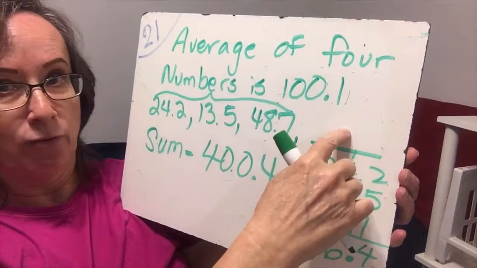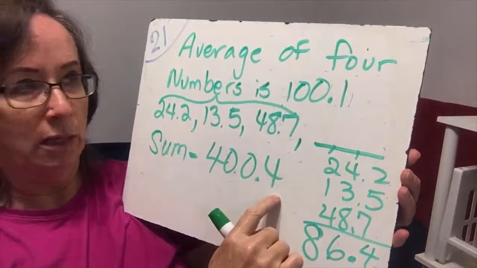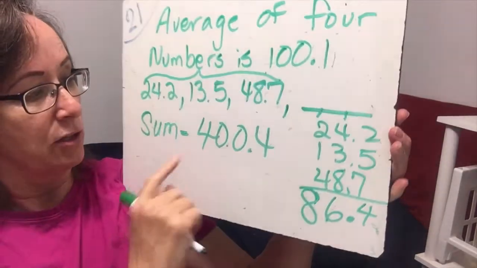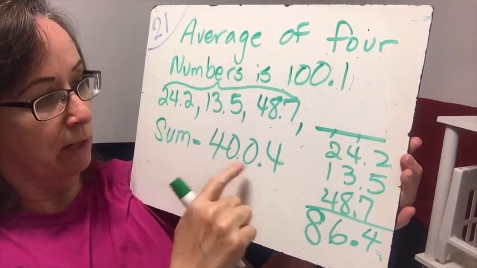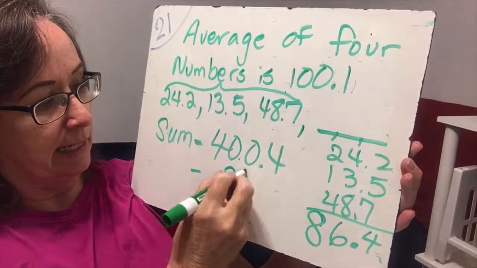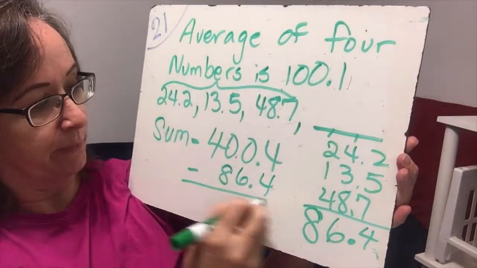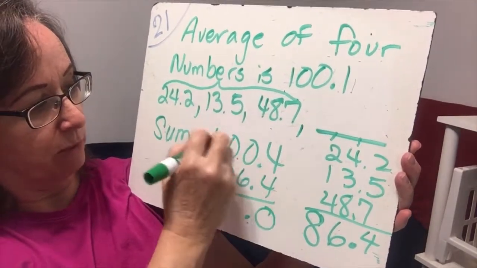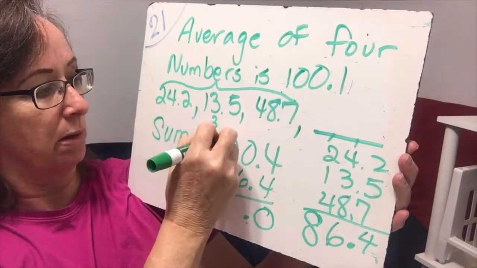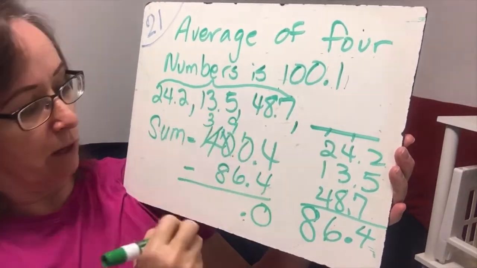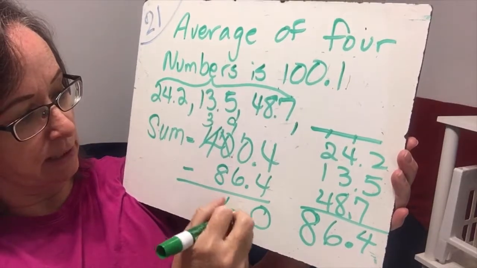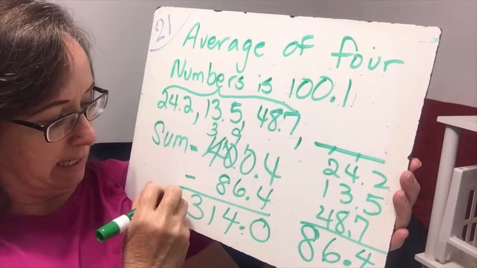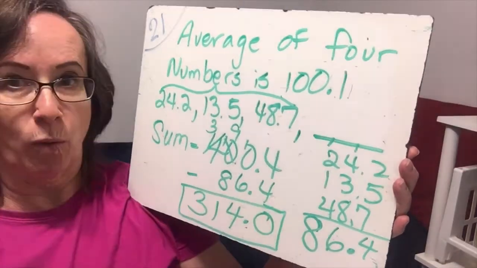And then I need my fourth number to add to 400.4. So my fourth number is going to be quite big, isn't it? So we're going to subtract 400.4 take away 86.4, and we will subtract and get a 0. And we're going to come over here and borrow or rename, whatever you call it. 10 take away 6 is 4. 9 take away 8 is 1. 314 is a very big fourth number.